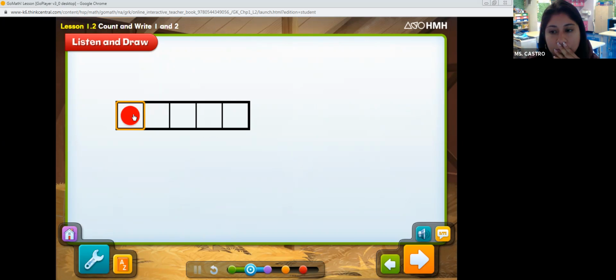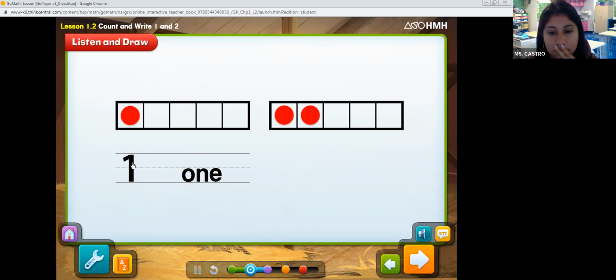1. There is one counter in the 5 frame. How can you show 1? 1. Since the last counting word is the number of objects in the set, this set has one counter. This is the number 1. Now, let's write the word 1. Click the number 1. O N E 1.